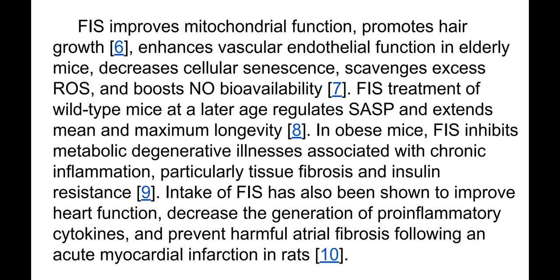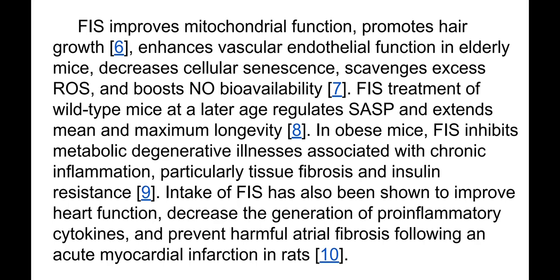Yeah, so again, in humans it can extend, but only under special conditions. It is not a magic pill. In obese mice, fisetin inhibits metabolic degenerative illnesses associated with chronic inflammation, particularly tissue fibrosis and insulin resistance. Intake of fisetin has also been shown to improve heart function, decrease the generation of pro-inflammatory cytokines, which relates to SASP, and prevent harmful arterial fibrosis following an acute myocardial infarction in rats. Again, so it keeps this extracellular matrix a little bit more elastic.